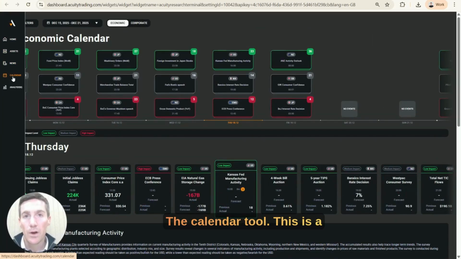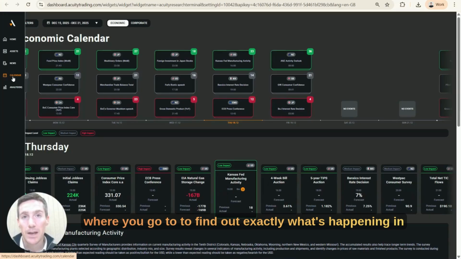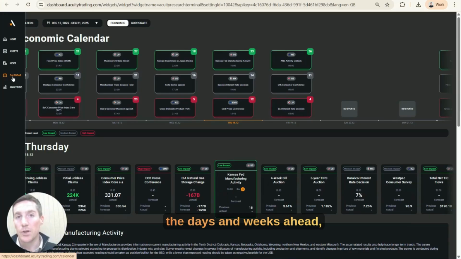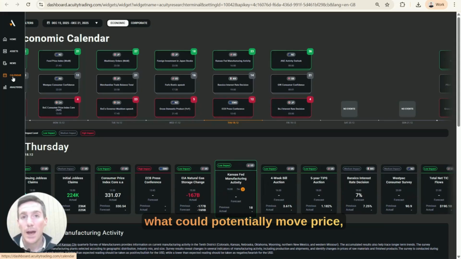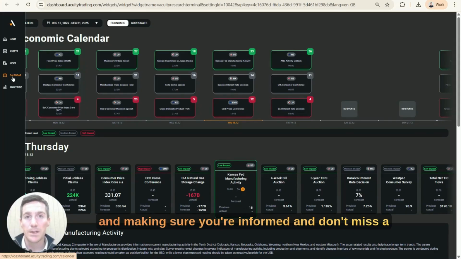The calendar tool, this is where you go to find out exactly what's happening in the days and weeks ahead, giving you an insight into what's moving price, what could potentially move price, and making sure you're informed and don't miss a single event.